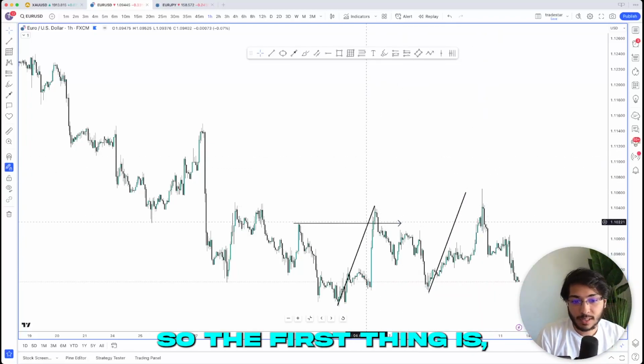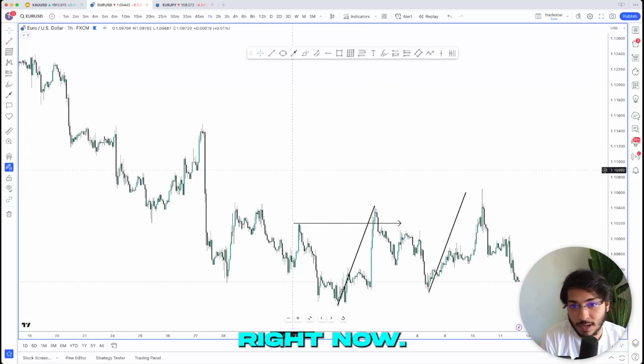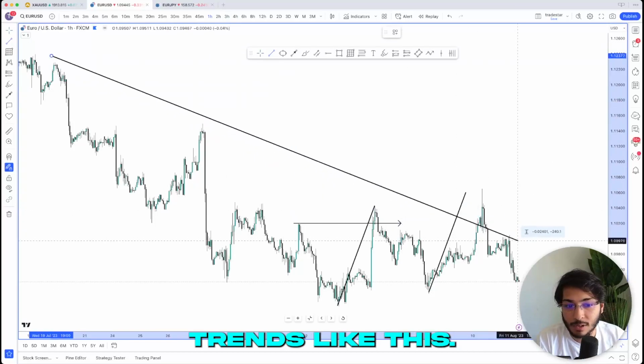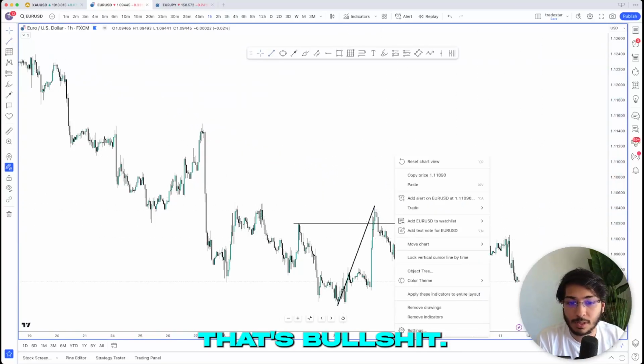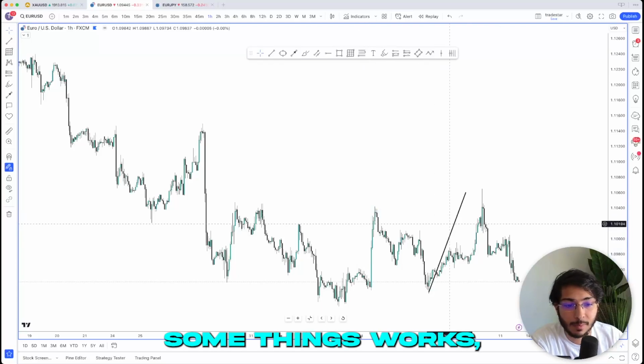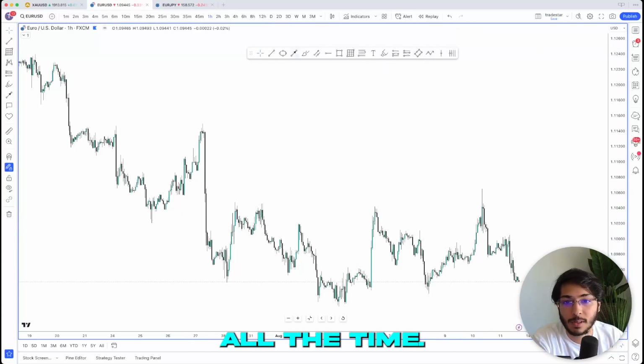So the first thing is the trend line tool, right? Now that's one of my favorite tools. I don't use trend lines to draw trends like this. I think that's bullshit. I don't think that works. I think that in retail concepts, some things work, but some things don't work all the time.